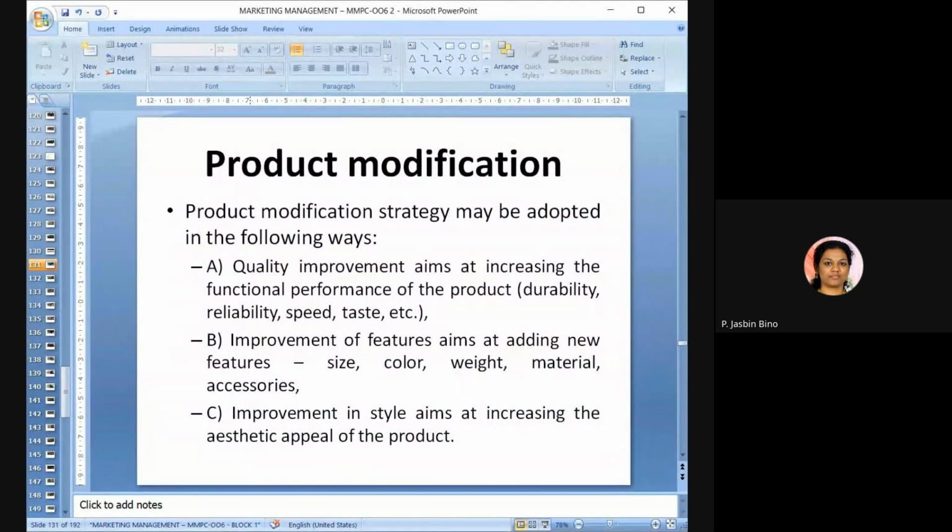Or if the size of the packet is 50 grams or 100 grams, we can convert that into 25 grams or 10 gram packets, so we can improve the size, weight of the product, material, accessories, everything can be improved. Improvement in style aims at increasing the aesthetic appeal of the product. So product can be modified based on these aspects: we can improve the quality, the features, and the style of the product.